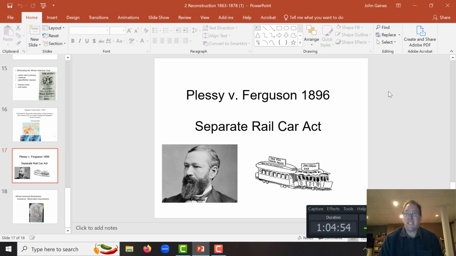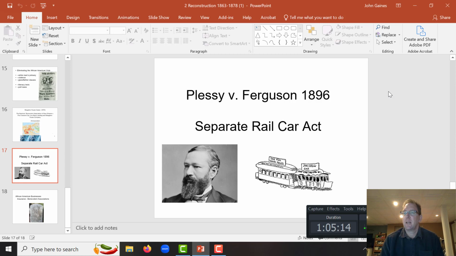And so the railroad has to provide 2 different cars. They're not saying that African Americans can't ride on the train. They're just saying that African Americans have to ride in a separate train car. And so no one's banning them from riding on the train.